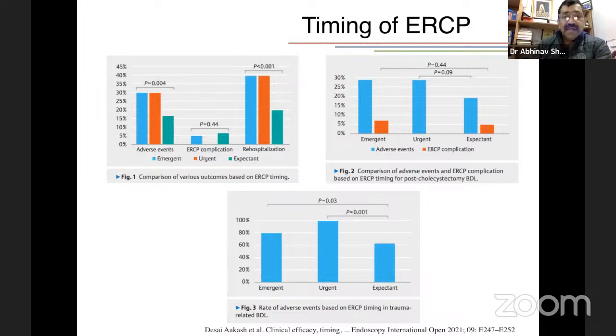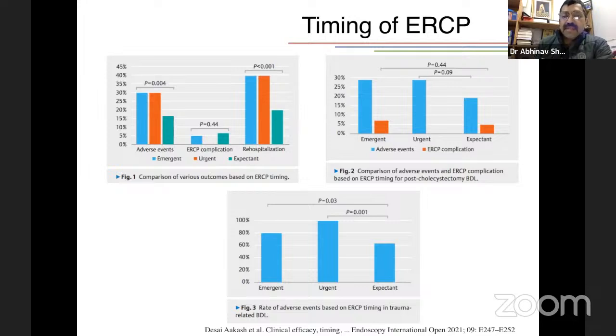You can see the three bars here, blue, orange, and green. These denote emergent, urgent, and expectant time intervals. And you can see in the first panel adverse events, ERCP complications, and rehospitalization. In adverse events, there is a significant difference, with expectant ERCP being better than early. Again, for rehospitalization, expectant is better. For ERCP complications, no significant difference.